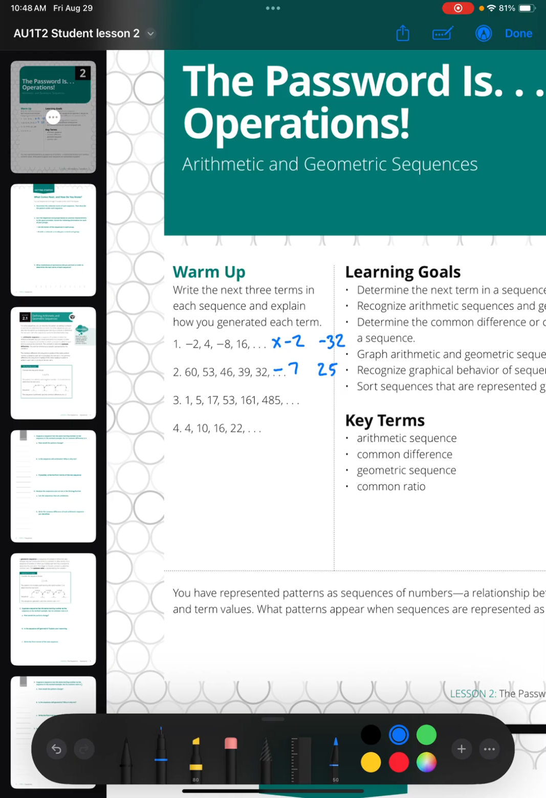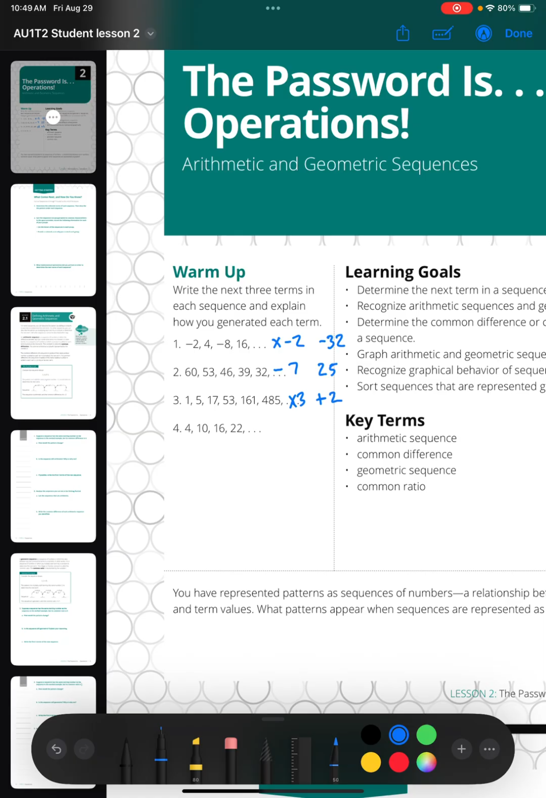Okay, for the third one, we got 1, then 5, then 17, and then 53. A little tougher to figure out here because what's going on is 2 different operations going. It's being multiplied by 3 and then adding 2. These type are definitely the most difficult to figure out because there's multiple operations involved. So it's times 3 and then adding 2, not subtracting 2, then adding 2. So in other words, 1 times 3 is 3, plus 2 is 5. 5 times 3 is 15, plus 2 is 17.